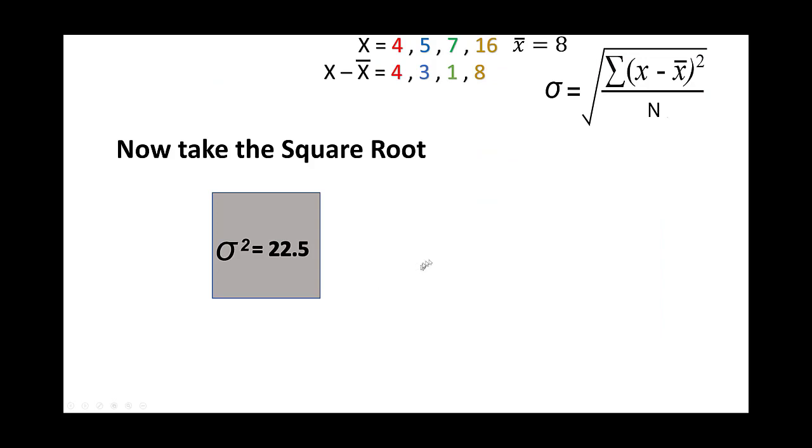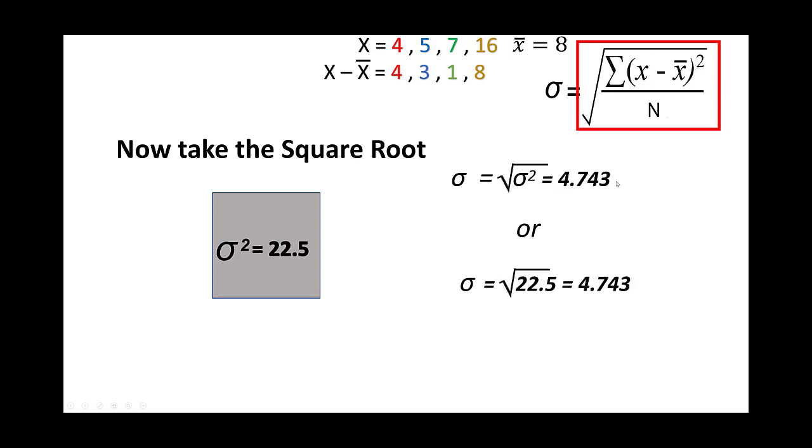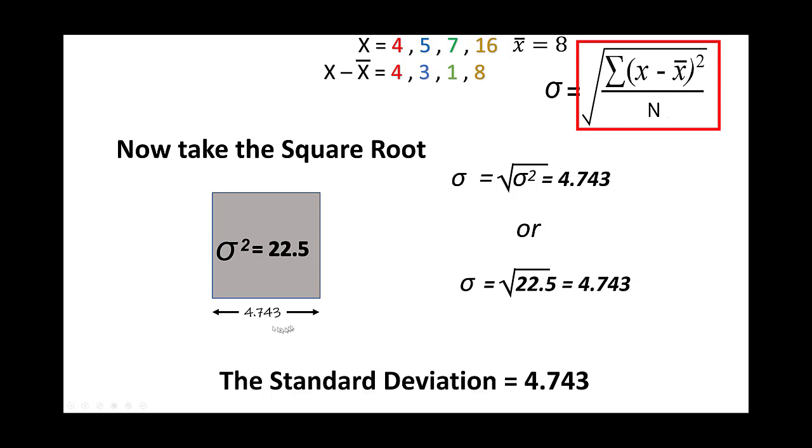Now we take the square root, and we're going to finish the formula. We take the square root, and we're taking the square root of sigma squared, or the variance, and it's 22.5, and we get a value of 4.743. We're now back in 1 dimension, and what we have here is the standard deviation. The standard deviation is the length of that square.